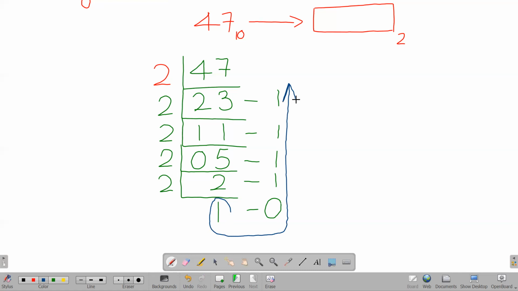right? That is something very, very important for you to remember. We start from the place we have stopped, and then we consider the remainders from bottom to top. Right? So then we can write the answer as 1, 0, 1, 1, 1, and 1.